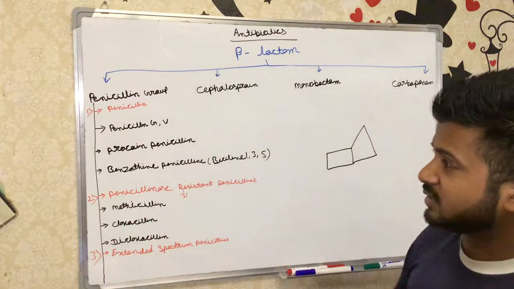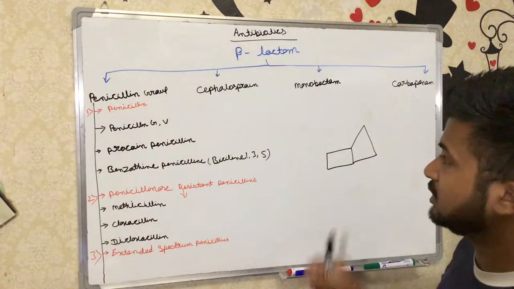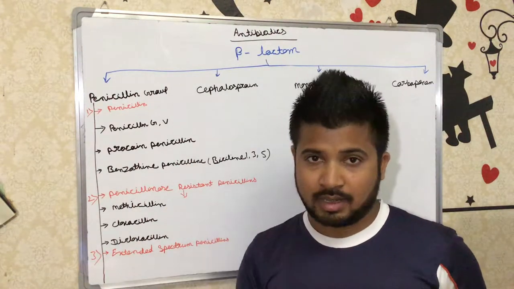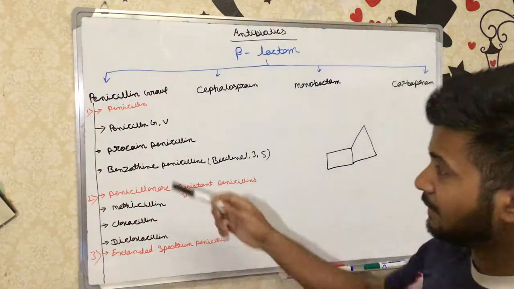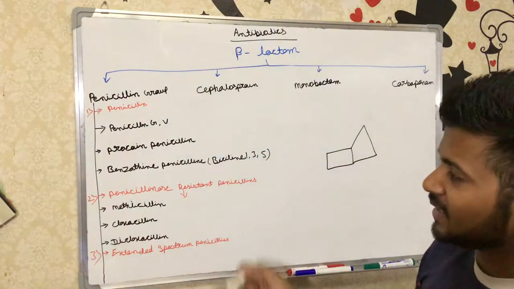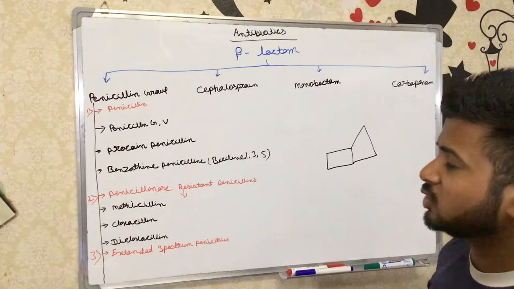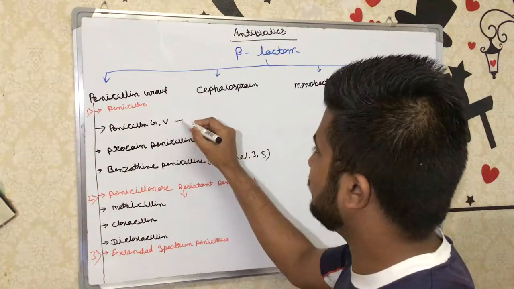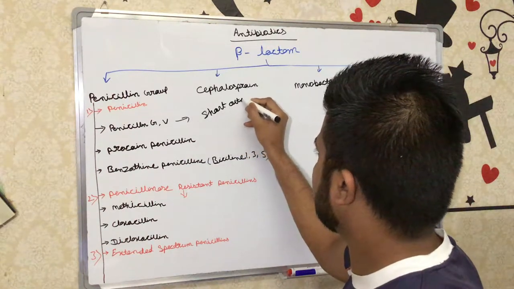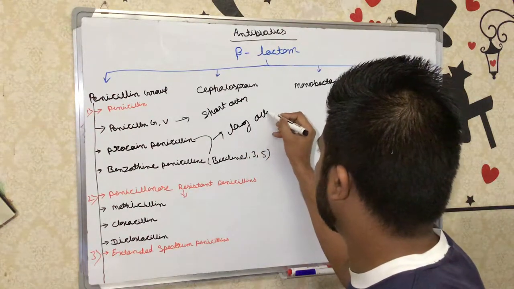Right now, first of all, we'll discuss the penicillin group, then we'll move on to each drug individually. In the penicillin group, first are the natural penicillins, that is penicillin G and penicillin V. Then procaine penicillin and benzathine penicillin. In benzathine penicillin, there are Bicillin 1, 3 and 5. We can again subdivide them into two parts: penicillin G and V are short acting, and procaine and benzathine are long acting. We can divide them like that.